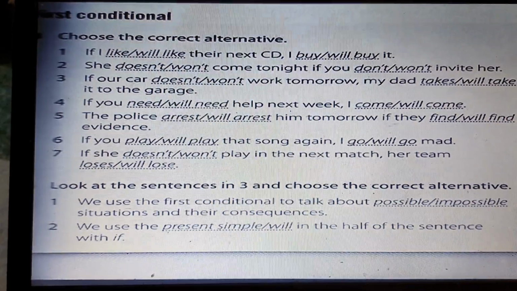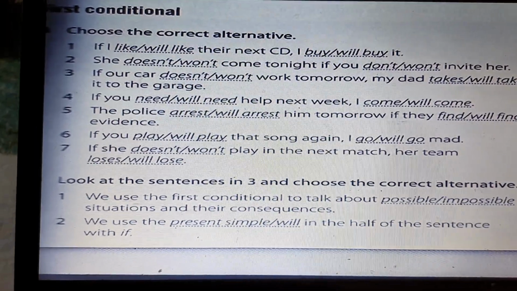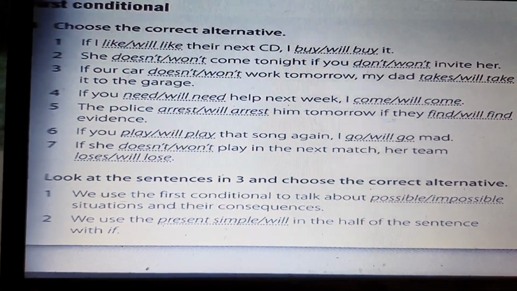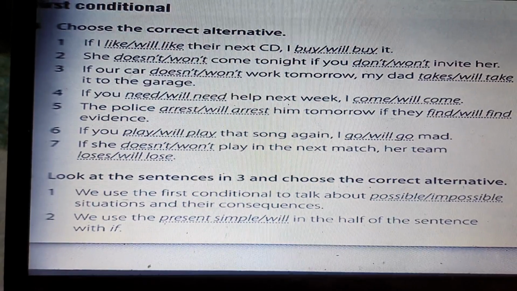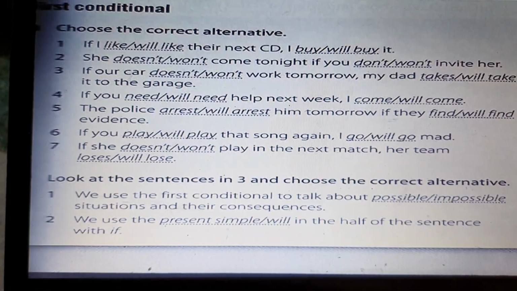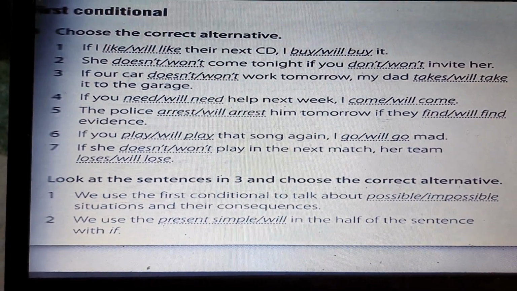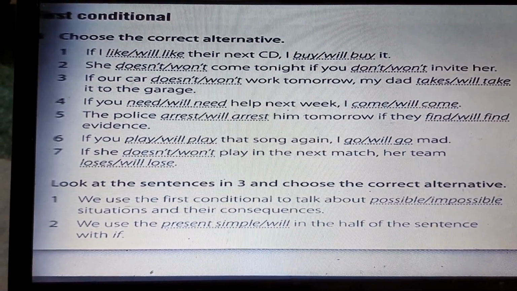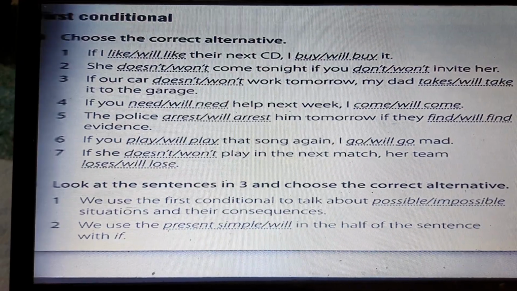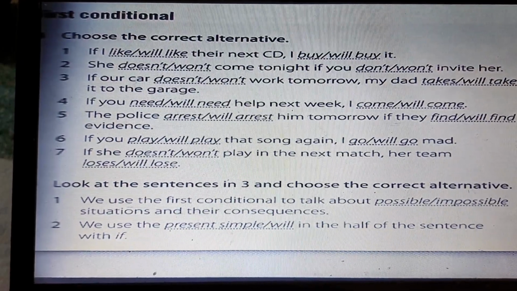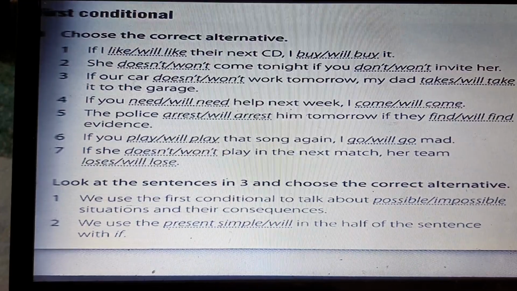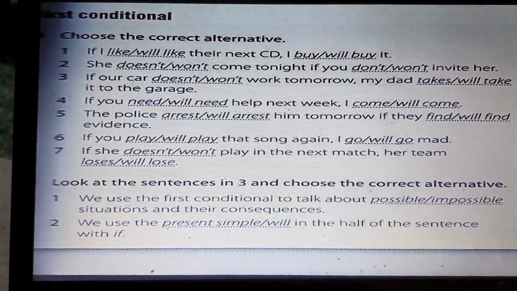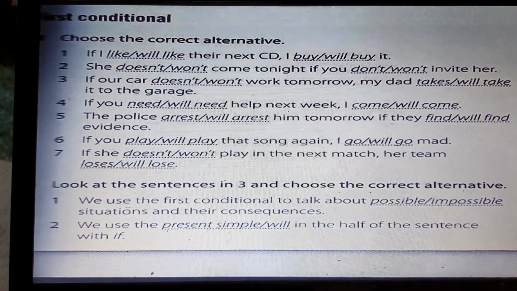Okay. Look at the sentences in 3 and choose the correct alternative like the first one. We use the first conditional to talk about possible or impossible situations and their consequences. We said possible situations, so you circle the word possible. Number 2: we use the present simple or will in the half of the sentence with if. We use the present simple, because we can't use will in the half of the sentence with if. So you circle present simple. Let's move to the next question.